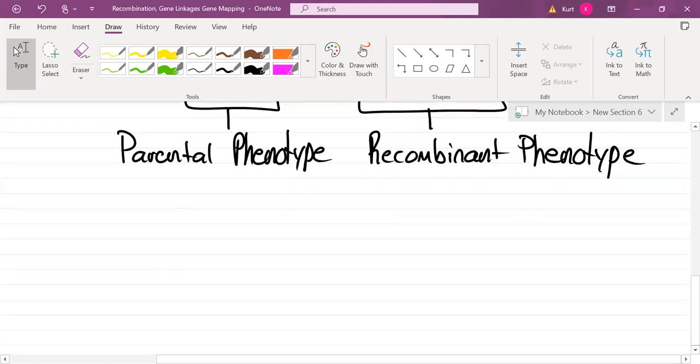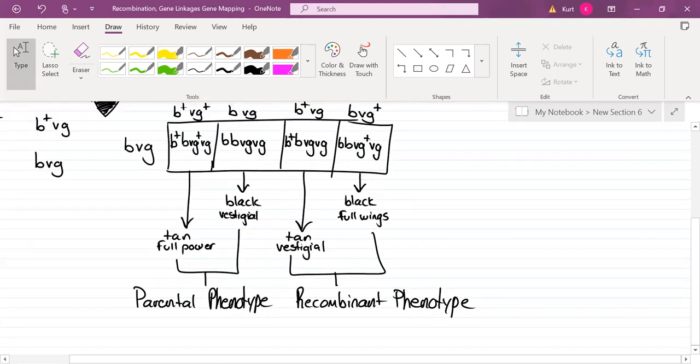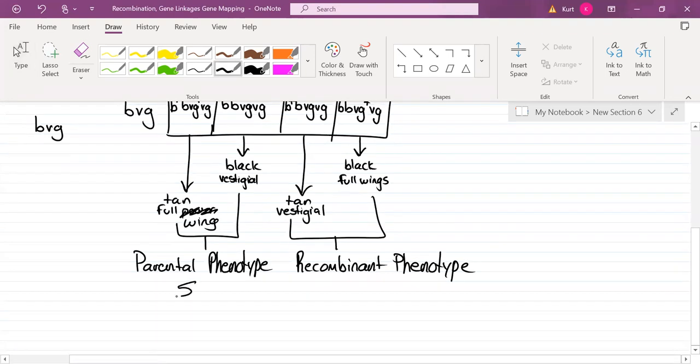Well, I want you guys to tell me, just based on expected ratios, according to the number of Punnett squares that are filled out, how many out of 100% would you expect of the flies to look like the parents, both parents combined? How many flies combined would you expect to be tan and full wing, and black and vestigial? One half, 50%. And what percent would you expect them to not look like the parents? 50%, that's easy. Well, this is expected.